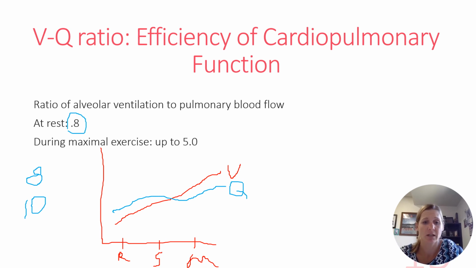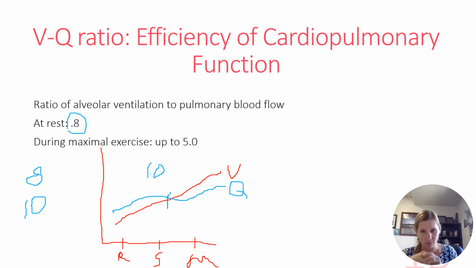Life is good. Okay. So then you can look at submaximal exercise. And at submaximal exercise, the VQ ratio is about 1.0. This is great. This is awesome. 1.0, greatest efficiency. I have 10 ventilations. I have 10 cardiac outputs. Life is good. Everything's matching up.